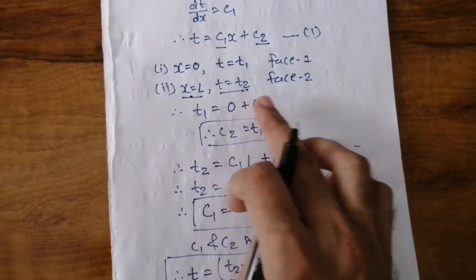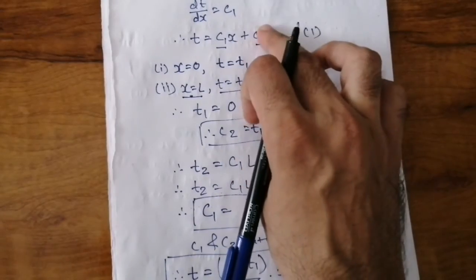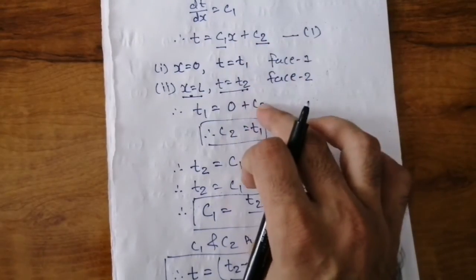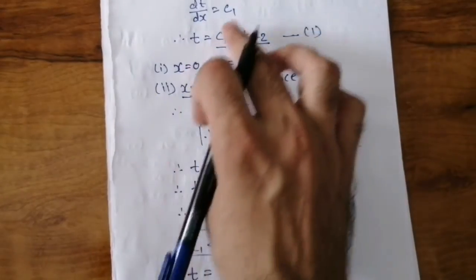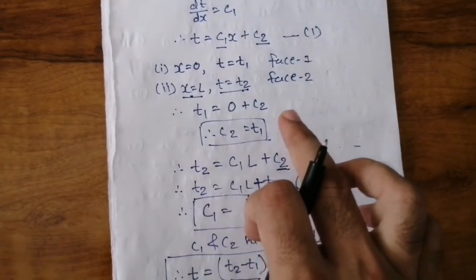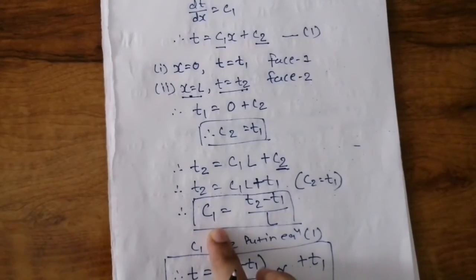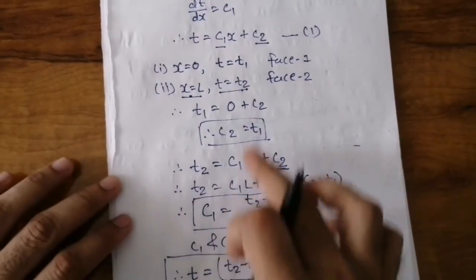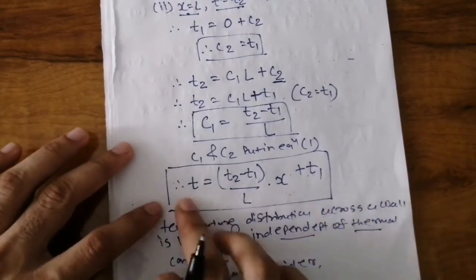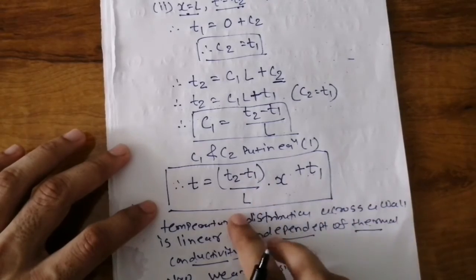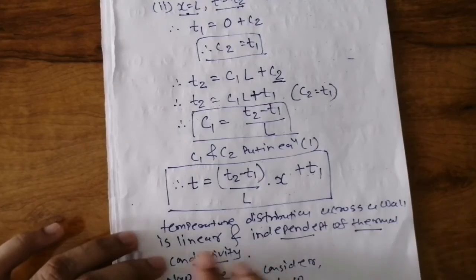We put the first boundary condition in equation number 1, and then we put the second boundary condition. Why should we put these two boundary conditions? Because we are finding the values of C1 and C2. If we put the first boundary condition, we find C2, and then putting the second boundary condition, we find C1. After finding C1 and C2, we put their values in equation number 1. After that we get this equation: T is equal to (T2 minus T1) divided by L times x plus T1. That is your temperature distribution equation across the wall, which is linear.